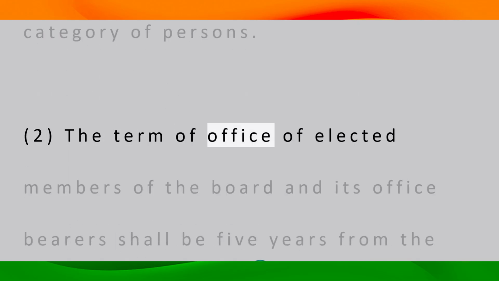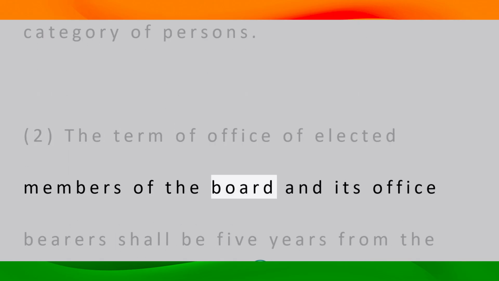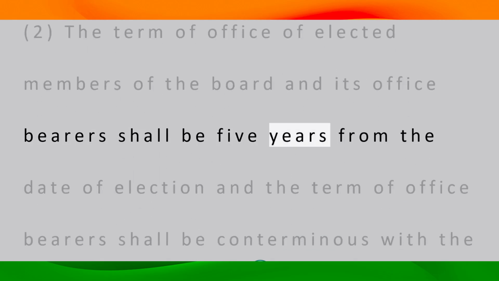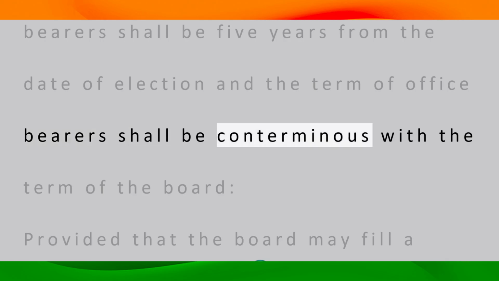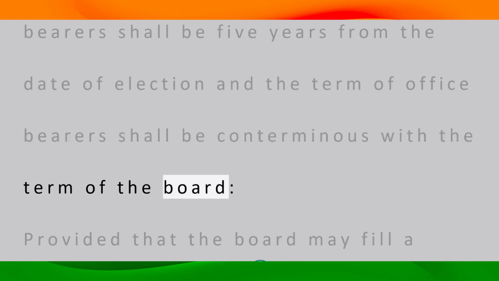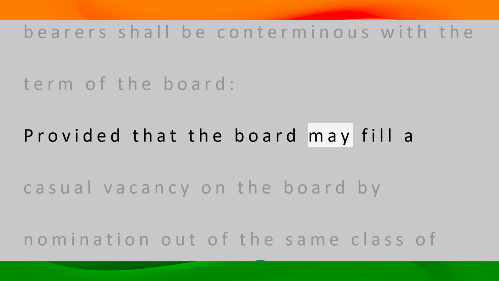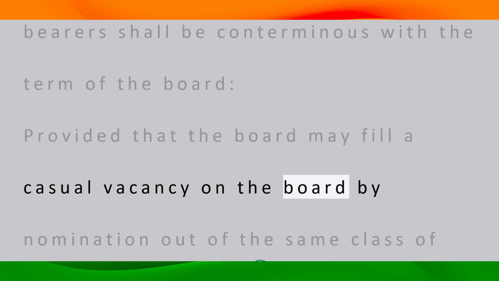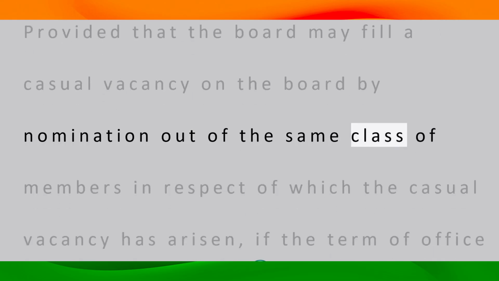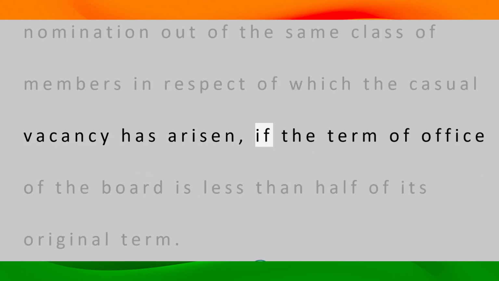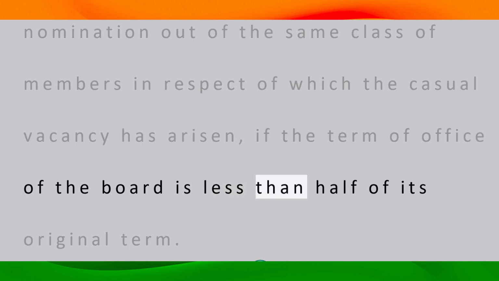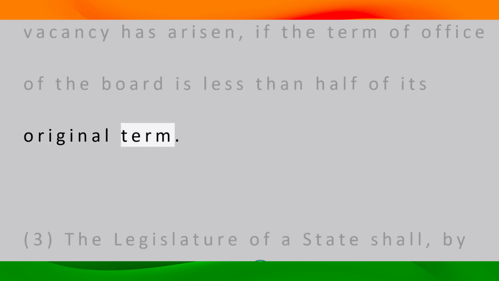2. The term of office of elected members of the board and its office bearers shall be 5 years from the date of election, and the term of office bearers shall be conterminous with the term of the board. Provided that the board may fill a casual vacancy on the board by nomination out of the same class of members in respect of which the casual vacancy has arisen, if the term of office of the board is less than half of its original term.